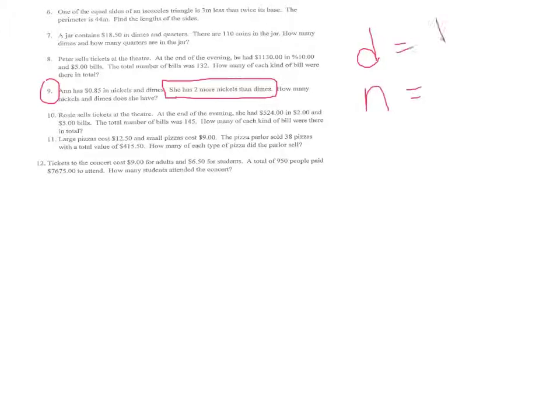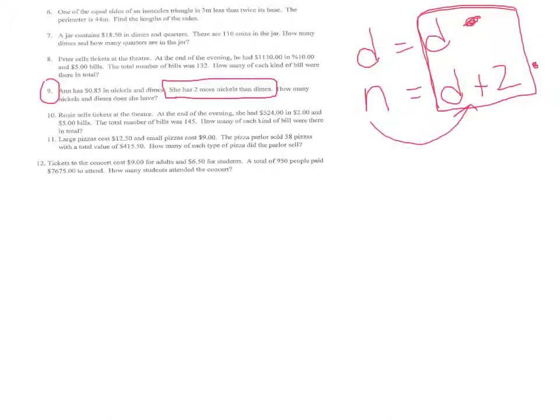We'll let d equal dimes. Nickels, she has 2 more nickels than she has dimes. So her nickels are equal to d plus 2. If she had 5 dimes, she would have 7 nickels. So now we've already converted into one variable. The nickels have already been converted into dimes, 2 more than the dimes.